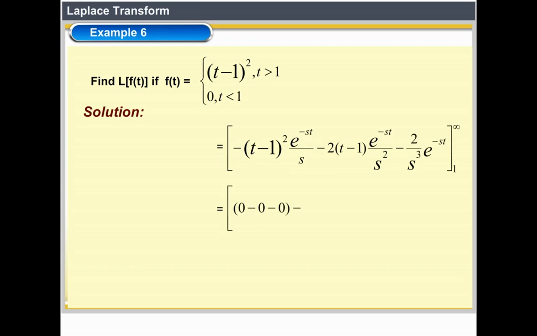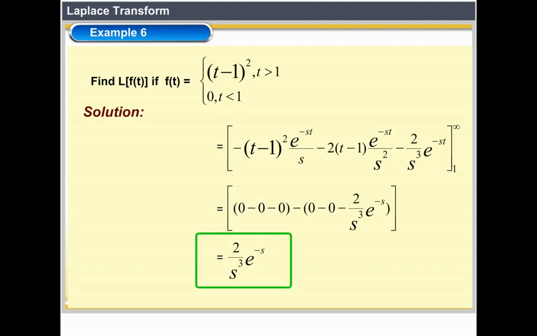We are getting these three zeros using the upper limit because e^(−∞) is 0. In all three terms we have e^(−st). If we apply infinity there, sure we will get 0. That is, e^(−∞) = 0. Then we go to the lower limit. In general we know upper limit minus lower limit. So we put minus, and then 0 − 0 − 2/s³ e^(−s), which equals 2/s³ e^(−s).